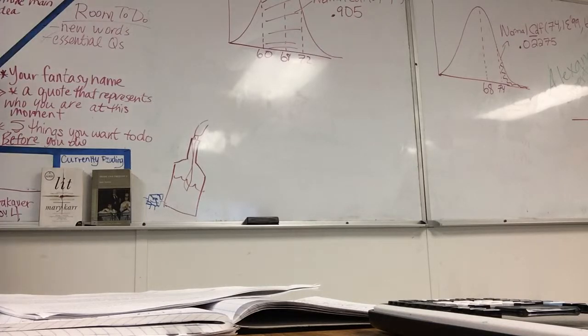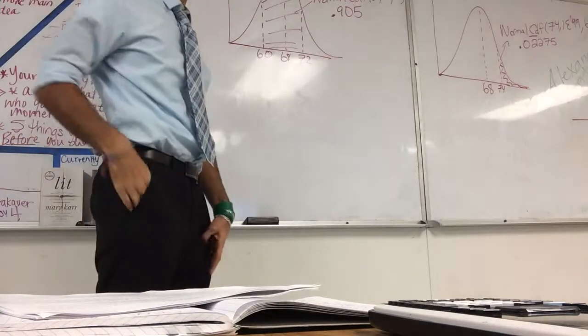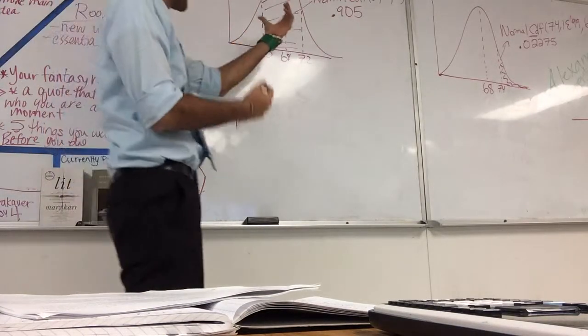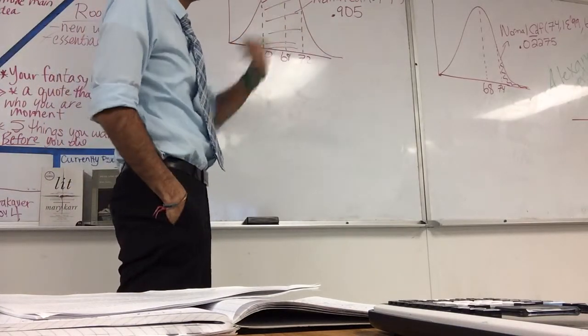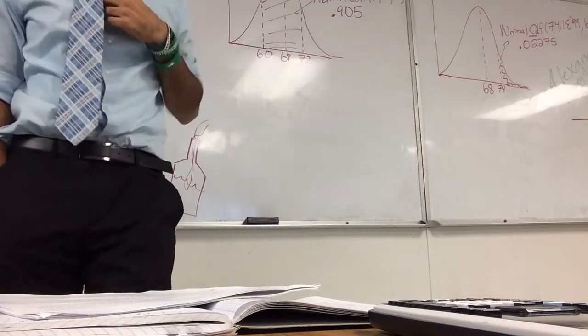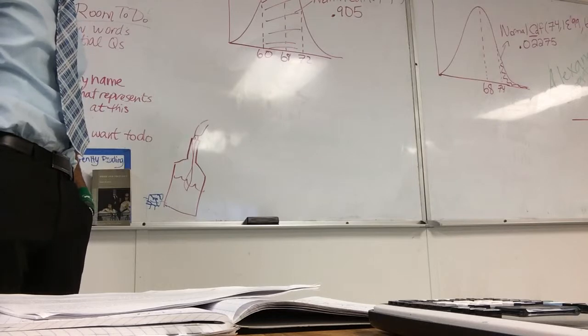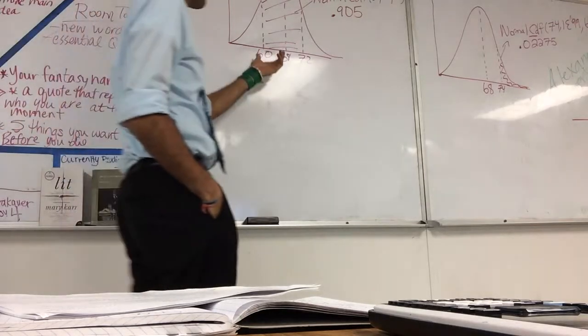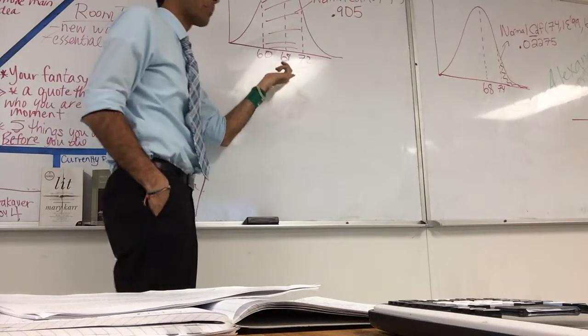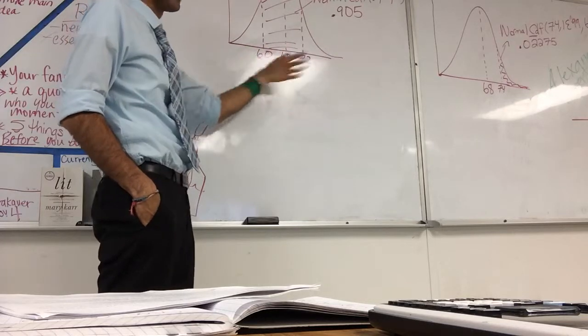All right, so let's take some questions on this. So basically what we're finding is the likelihood that some data is in here. So maybe what we'll do in the next few days is I'll bring in some data from some old unit tests and we can see where people are. So what percentage of the people score between a blank and a blank?